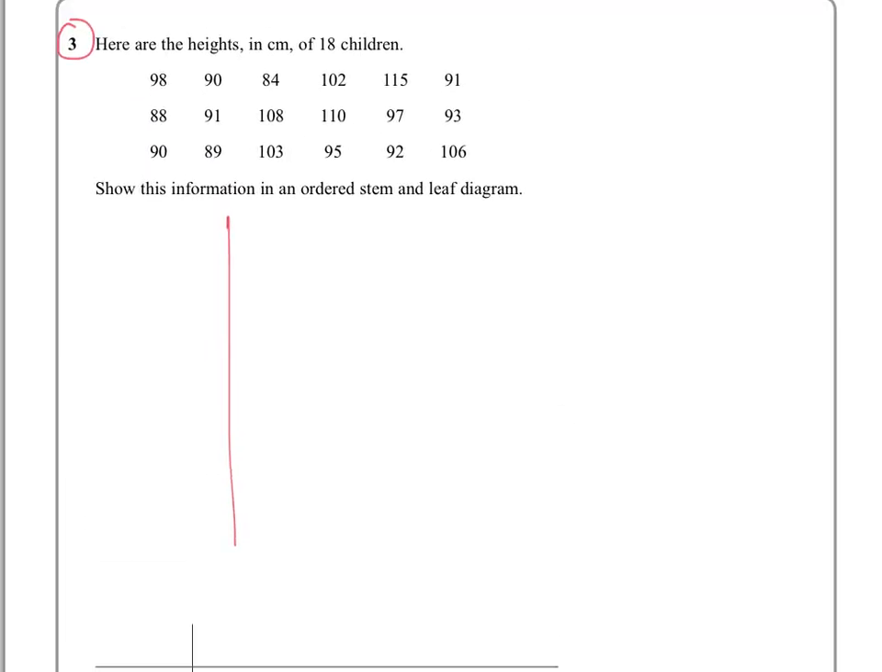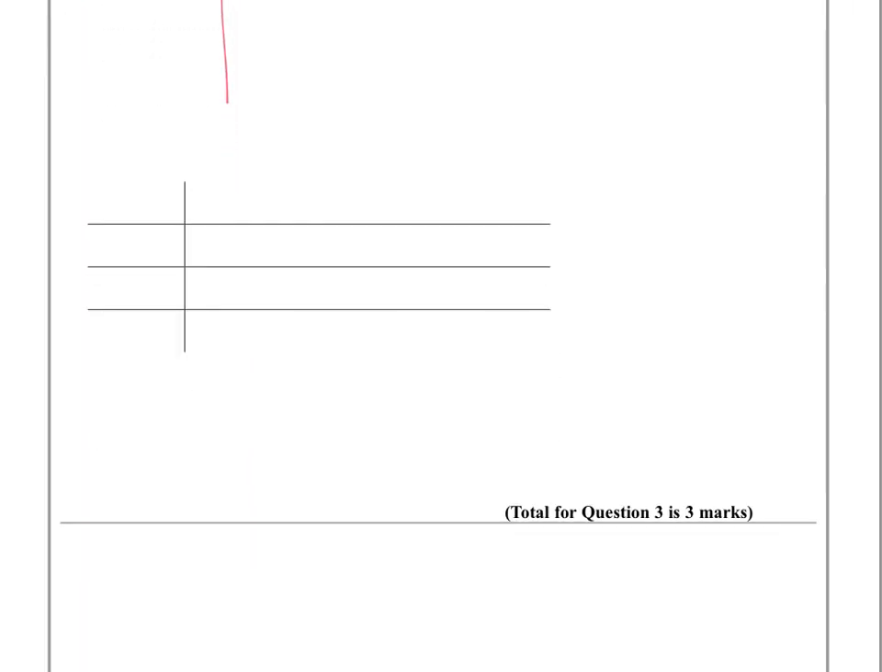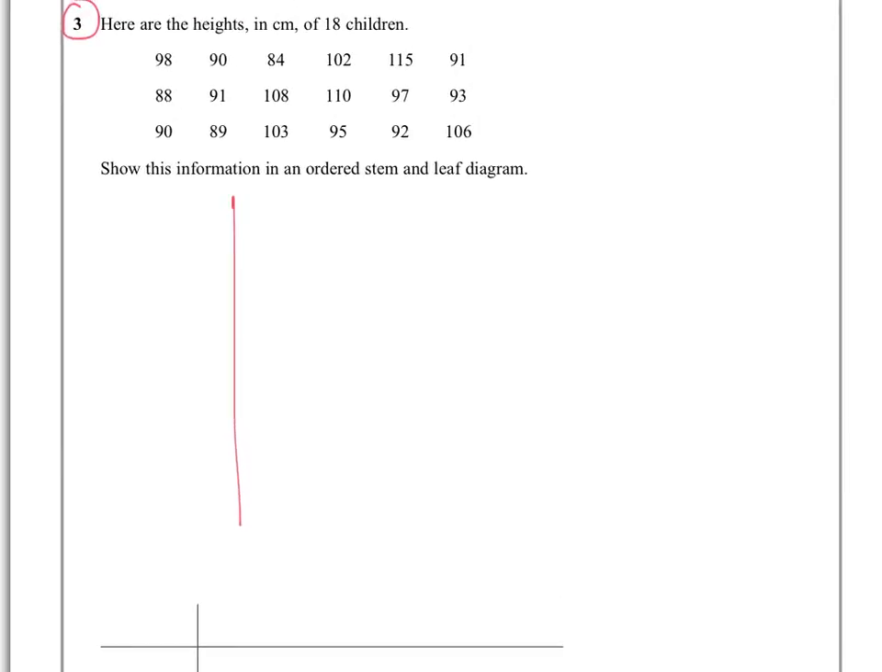If we do scan down, look, there is the table ready for us to put our final answer in, and then here in the middle is a nice big blank space for us to do the working out in, and at the bottom, look, there we go, 3 marks. So here we go, let's have a look at our stem and leaf.